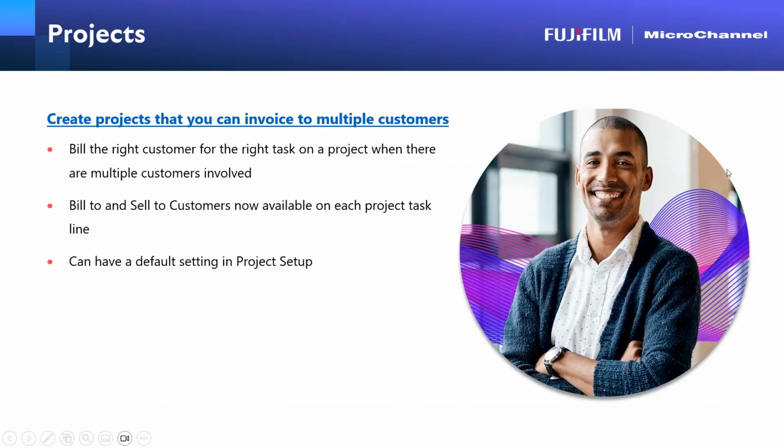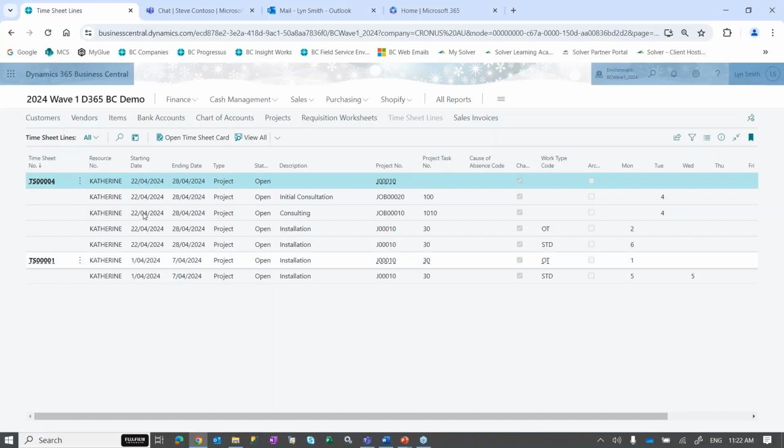Now, the next one here is creating projects that you can invoice to multiple customers. This is where you've got a project and you may be delivering it to one customer, but you need to bill someone else. So you can start to mix and match within your project. If I just do a project and invoice one person, that's fine. But if you are billing several people, and you may have this as a regular thing, you can change the default setting in the project setup option. But let's have a look and see what that actually allows you to do.